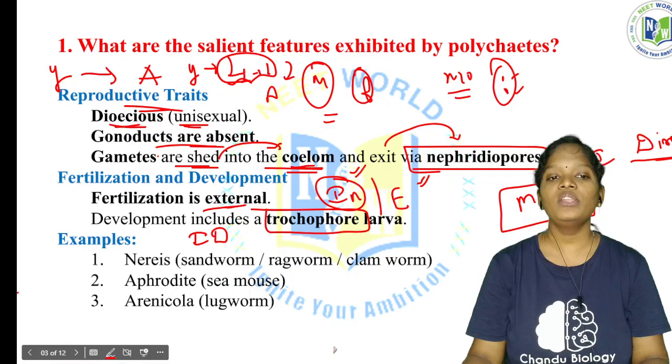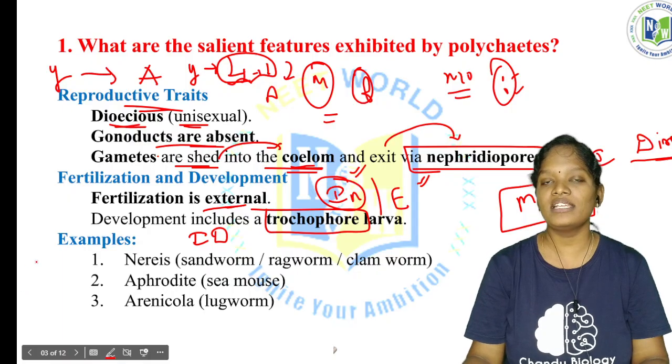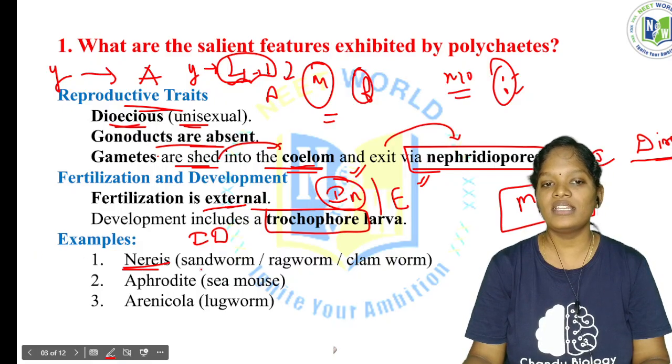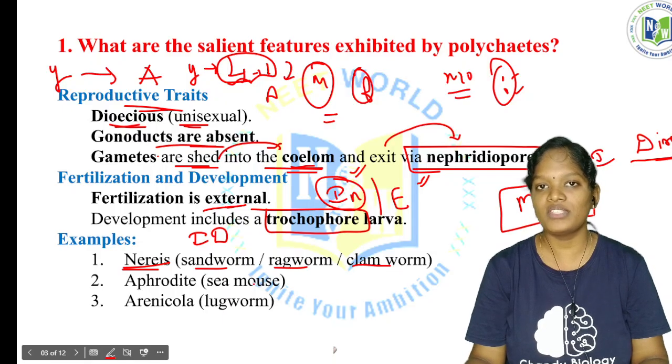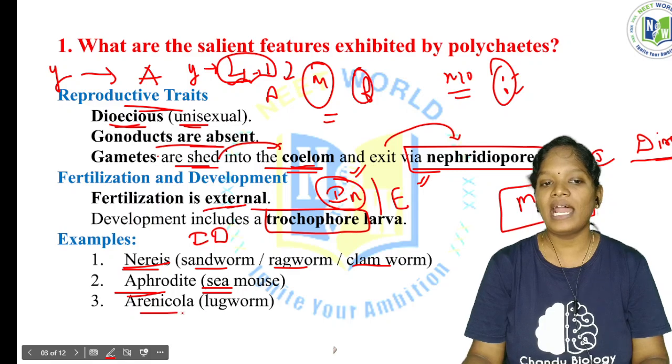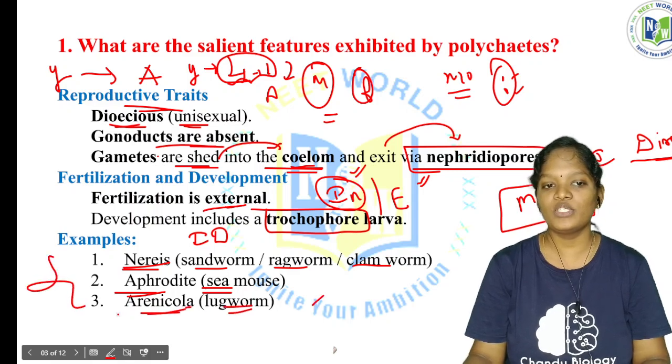Now, what are the examples of this class polychaetes under the phylum Annelida? Nereis, which is considered a sandworm, ragworm, clamworm; these are all common names of Nereis. Aphrodite, that is the sea mouse, and Arenicola, that is the lugworm. These are all examples of polychaetes.